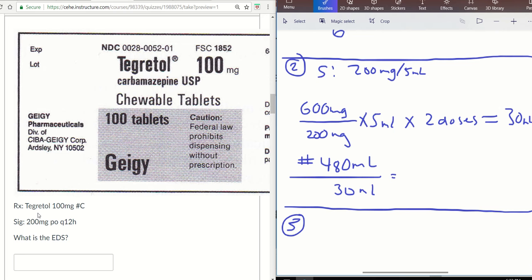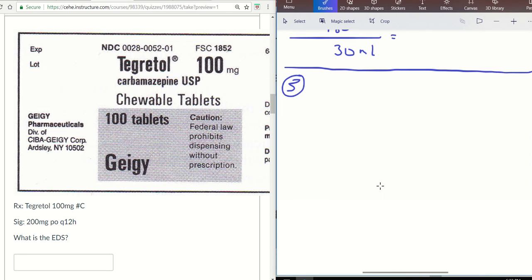Number 3, Tegretol, 100 milligrams. These are chewables. What's pound C? 100. Pound C is 100. Well, let's see how many tablets they can take. Our order per dose is 200 milligrams. The supply comes 100 milligrams.